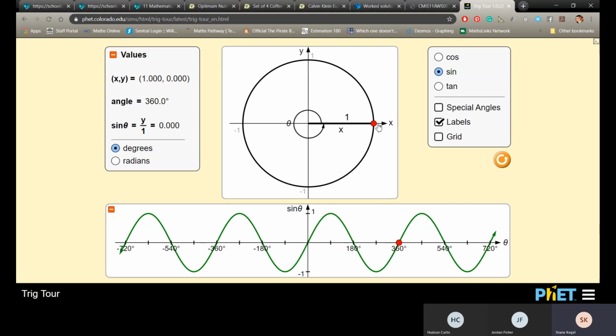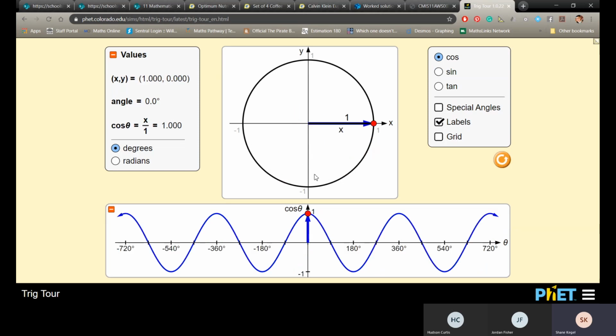And we can continue around for angles of any size greater than 360, and essentially sine is just repeating itself over and over. So again, it remains positive for angles between 360 and I think 540. And then between 540 and 720, it's negative, as you can see down the bottom. So let's reset that and let's look at cos.